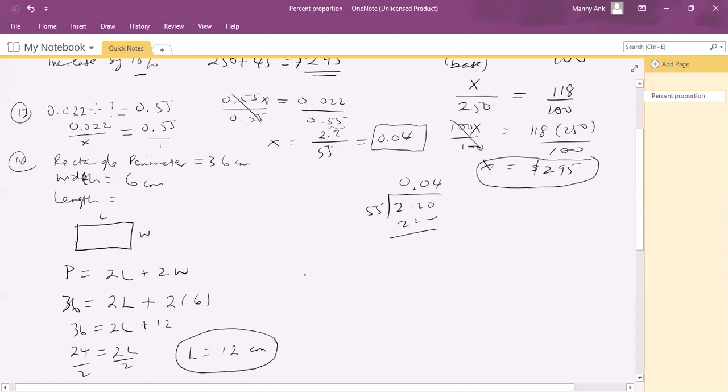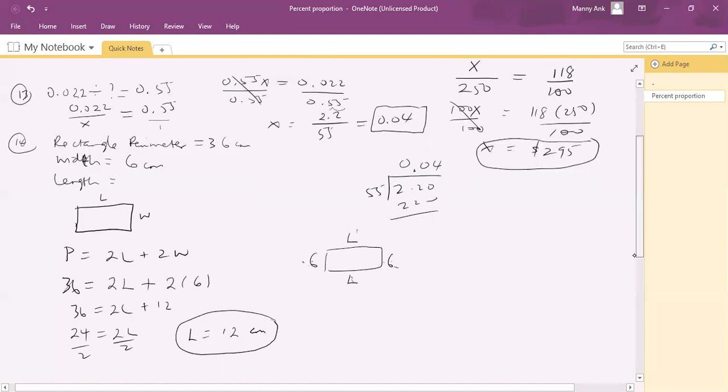Correct. In other words, you multiply 6 by 2. If one just wants to do arithmetic, and then this is 6, 6. This is missing, that is missing. So 6 plus 6 is 12, subtract 12 out of 36, whatever you get, which is 24, divide by 2 to get your L. That's what this means. Perimeter, distance around. Okay, good.